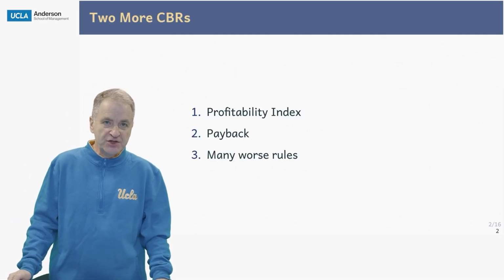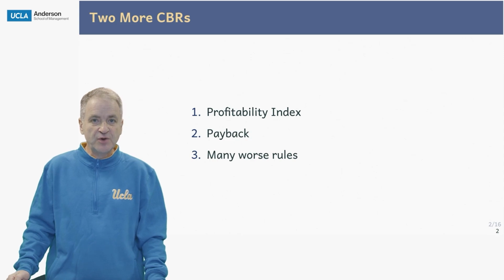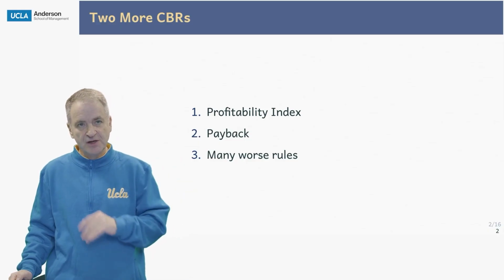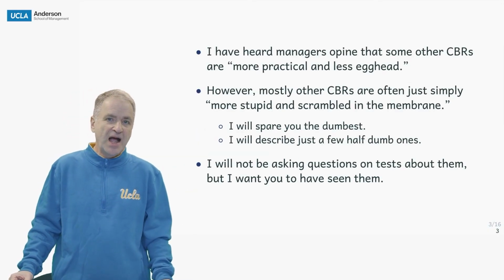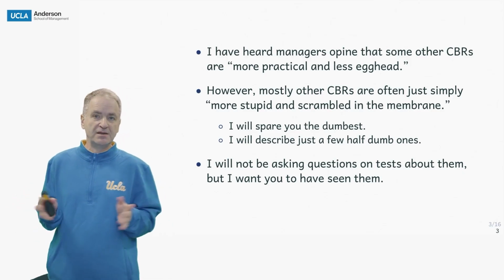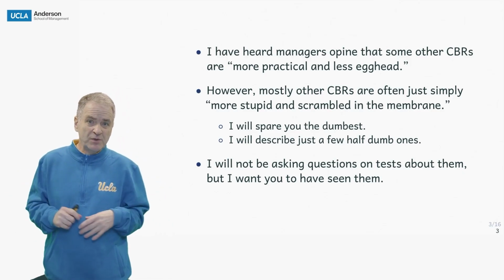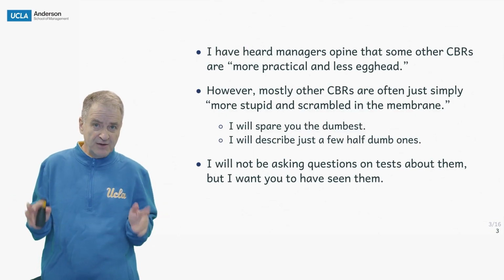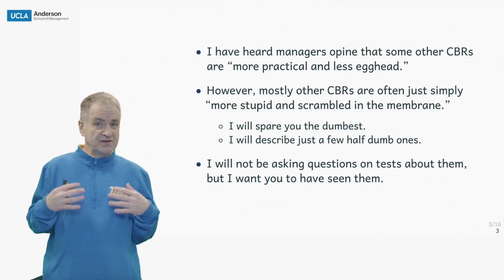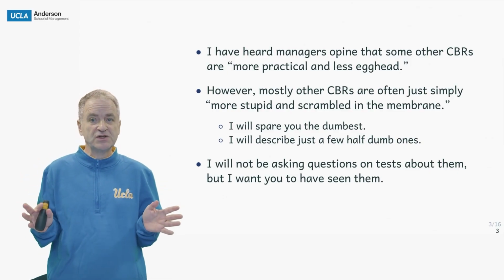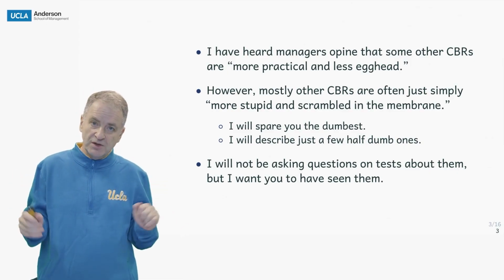Two more capital budgeting rules that I want to discuss are the profitability index and the payback rule. There are also many other worse rules, but let's forget about them altogether. I've heard managers opine that some of these other ones are more practical and less egghead. However, mostly they are just simply more stupid and scrambled in the membrane. I will spare you the dumbest. I will just describe these two half-dumb ones, and I will not be asking questions on the tests about them, but I want you to have seen them.